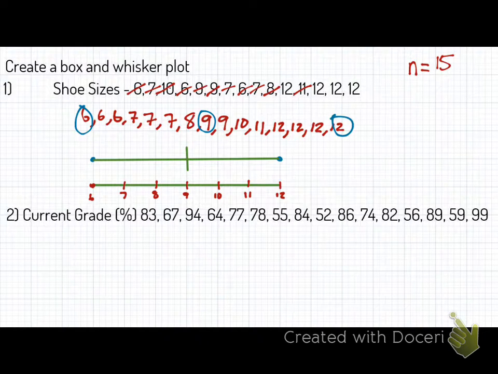Okay, how many numbers are from 6 to 9? 1, 2, 3, 4, 5, 6, 7, 8, right? So what's 8 divided by 2? 4. But aren't there 2 middle numbers then? So let's see, 1, 2, 3, 4, this is a middle number, and this is a middle number. These 2 sevens are the middle numbers. So what's the median? 7, right? Since these 2 numbers are the middle ones, 7 is my middle number.